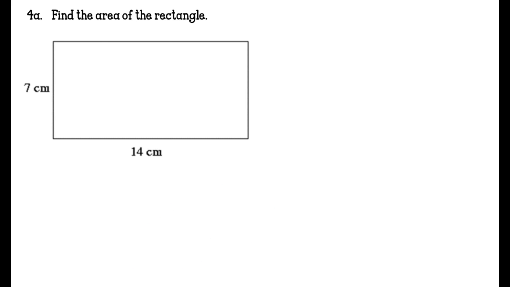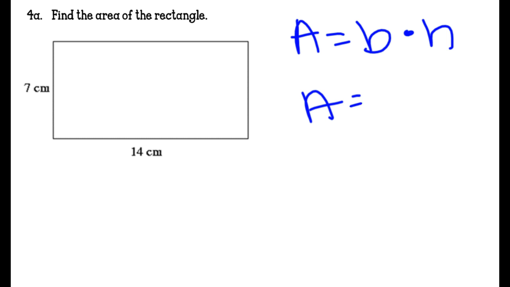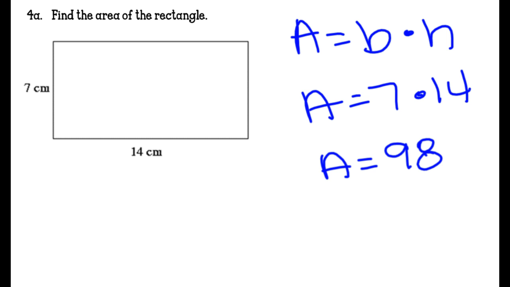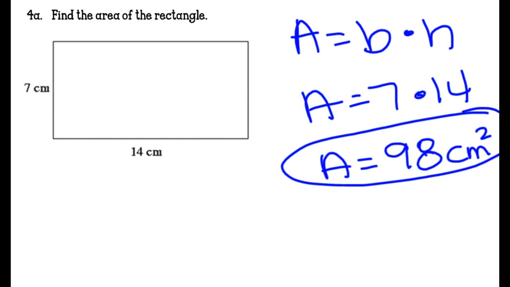For A, find the area of a rectangle. Area of a rectangle is base times height. So I have area equals 7 times 14, and 7 times 14 is 98. So the area of my rectangle is 98 centimeters squared. I circle it, and that's my answer.